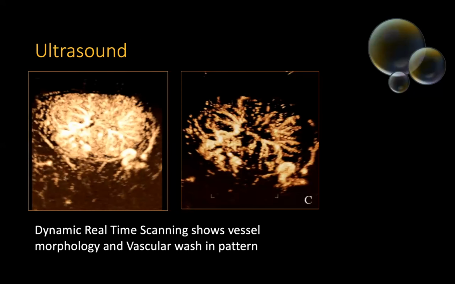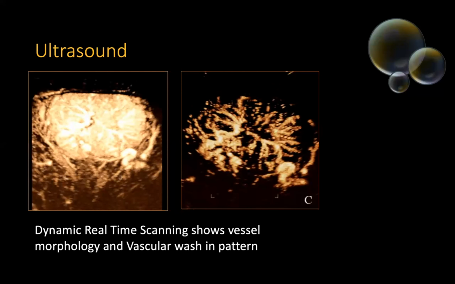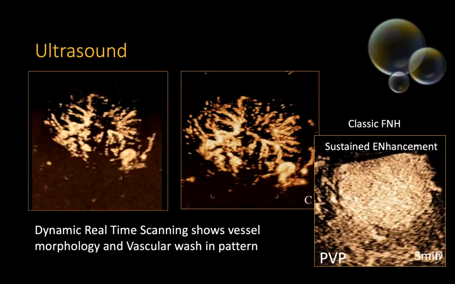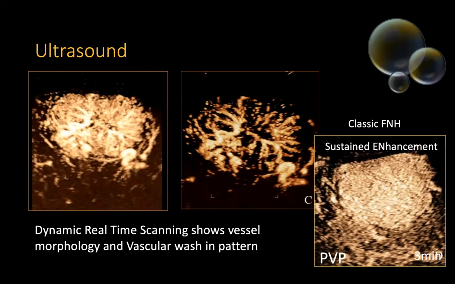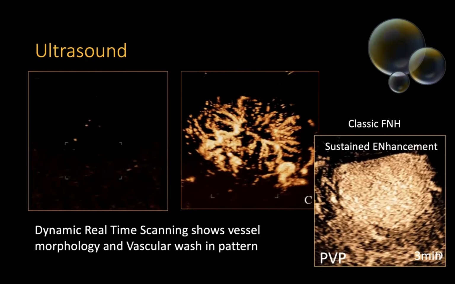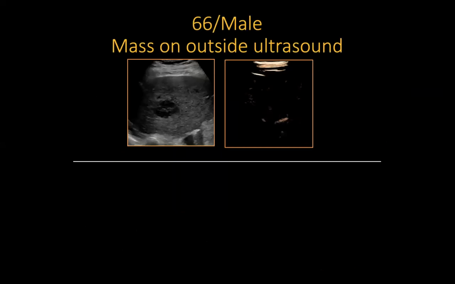So this is a vascular and arterial phase FNH-like morphology when we confirm that at 3 and then at 5 minutes, the nodule has sustained enhancement. This is a classic FNH as well, requiring no further investigation. Now let's look at a patient who has a mass on an outside ultrasound with a different outcome.